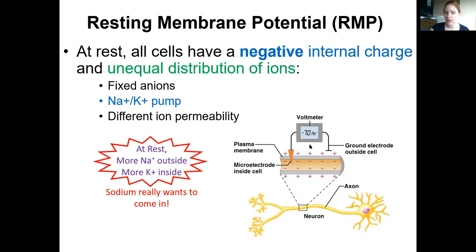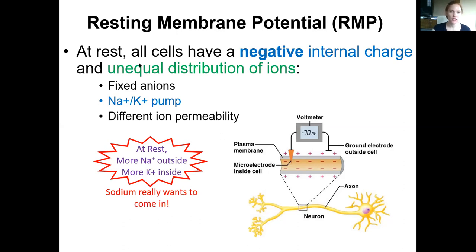One thing I would like you to notice is that a neuron at rest, just hanging out doing nothing, is going to have a negative internal charge. It usually is around negative 70 millivolts, but don't memorize that number because it does vary by different types of neurons. But I do need you to know that it is more negative inside of the neuron than it is outside of the neuron. And there are several reasons for this.